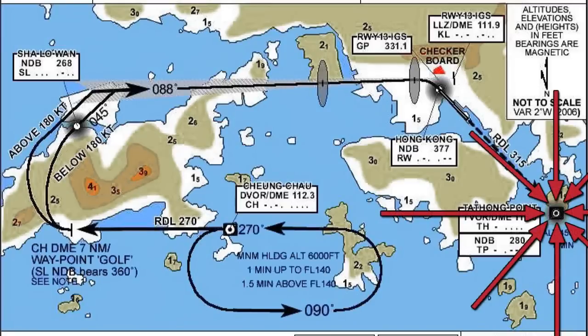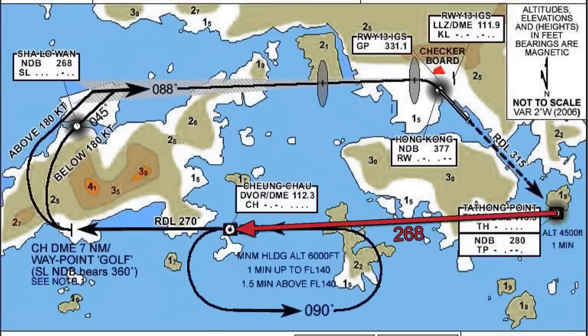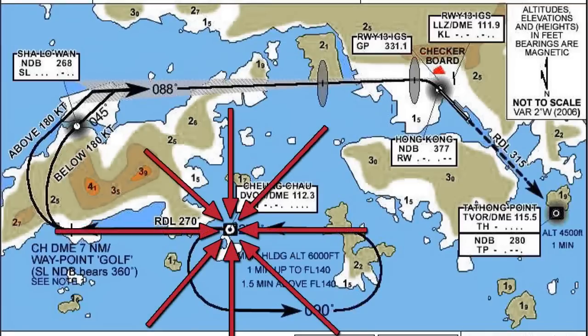As we reach the Tathong VOR, we're going to fly a radial of 268 from the Tathong VOR. The radial of 268 from Tathong VOR will bring us right to the Cheung Chau VOR. Then from Cheung Chau VOR, we'll start our approach flying a radial of 270 and do the rest of the approach. Why don't we just fly straight to the Cheung Chau VOR from any direction and just head out on a 270 radial and continue the approach?